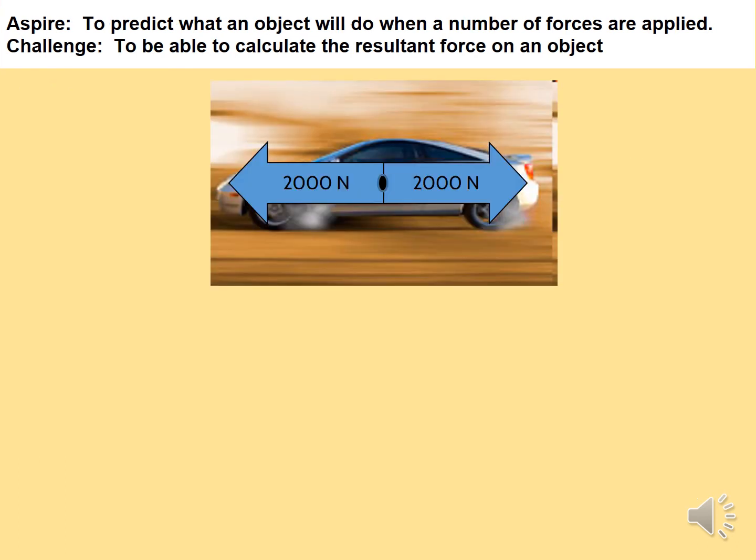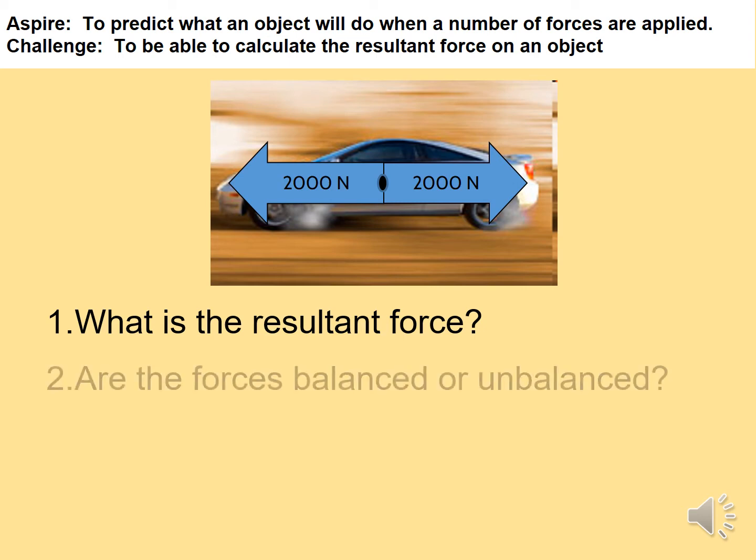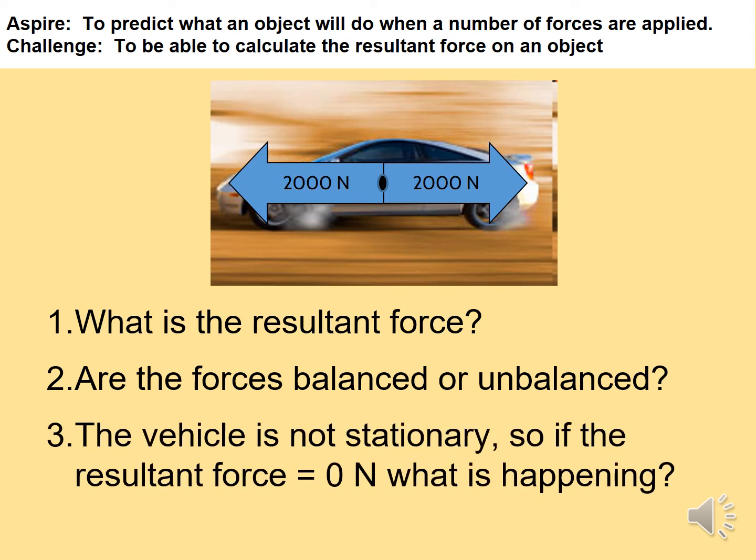So we're now going to apply what we just said to this diagram here. We have to pick up some cues from this particular diagram and photograph to help us. It's very clear, for example, that the car is moving. So here are the questions I'd like you to answer on your paper, please. What is the resultant force? Are the forces balanced or unbalanced? The vehicle is not stationary, so if the resultant force equals 0, explain please in writing what is happening. I'm going to give you a minute to do that.